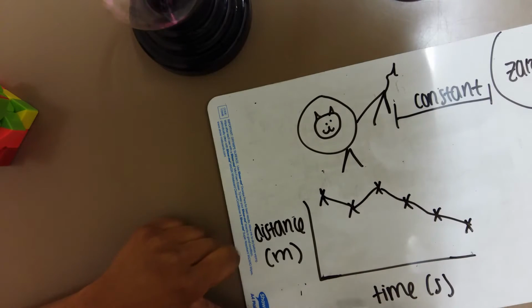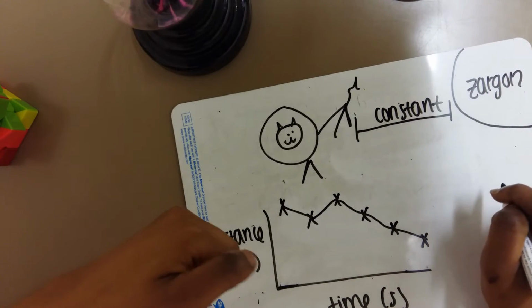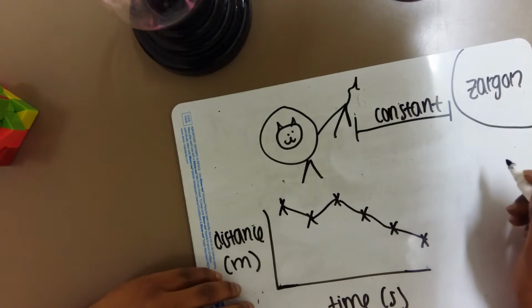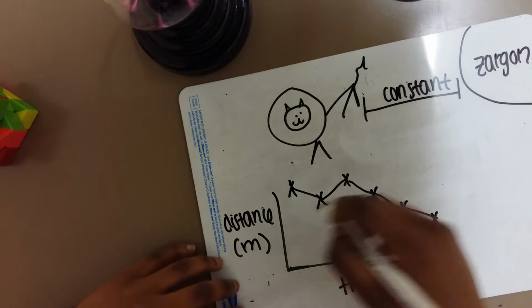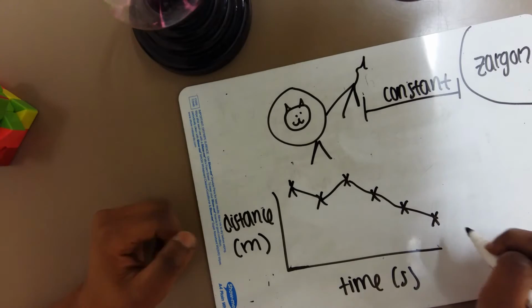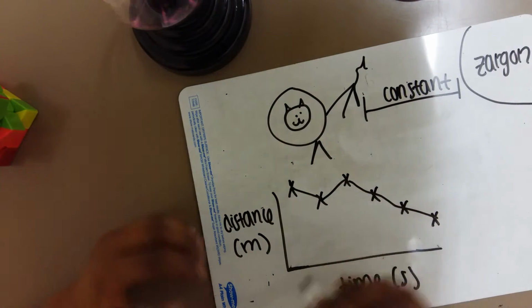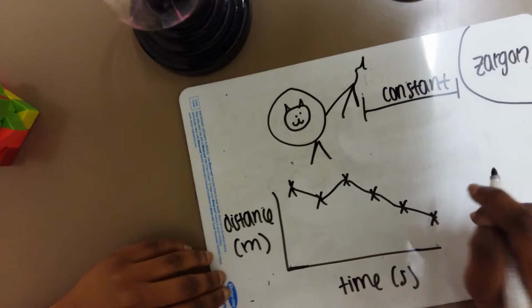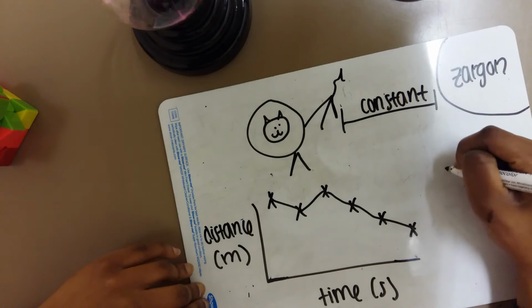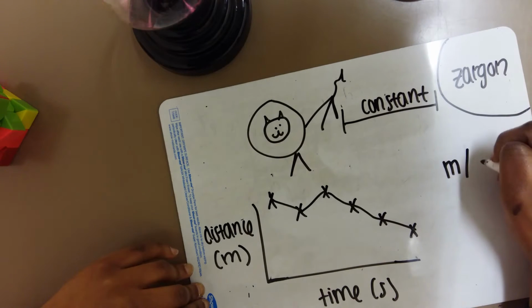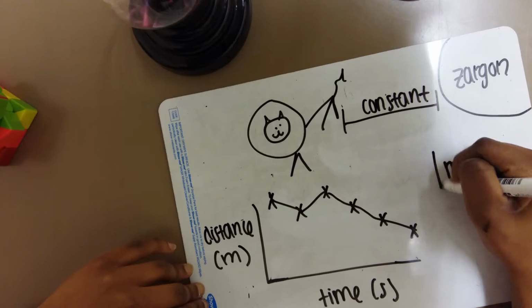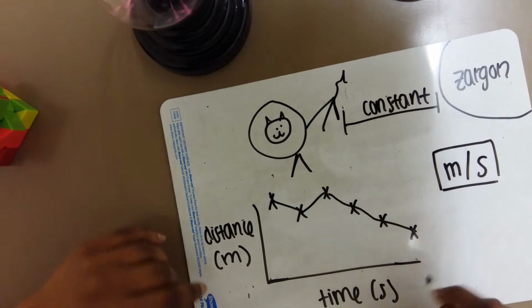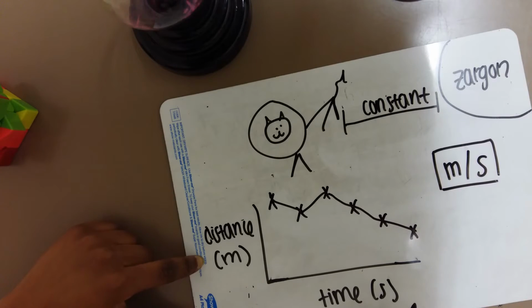Since the x-axis is time and the y-axis is distance, if we do distance over time, if we divide the y-axis values by the x-axis values, or if we just want to find out how fast the cat is moving at some point in time, all we have to do is divide the distance value by the time value to get the speed. Why, you ask? Well, if you can remember correctly, which I'm sure you do, speed is measured in meters per second. And that's exactly what we get when we divide the distance by the time.